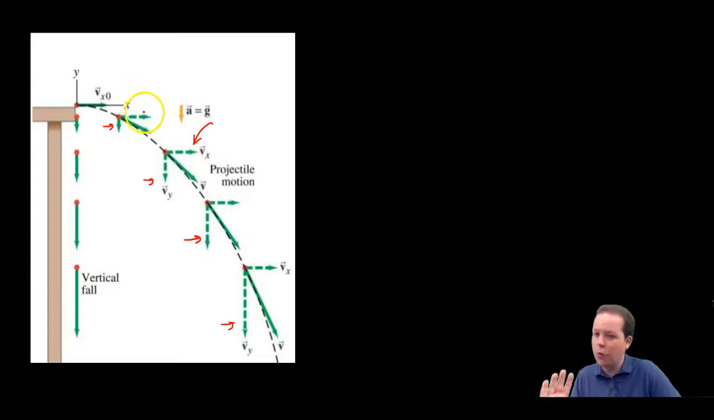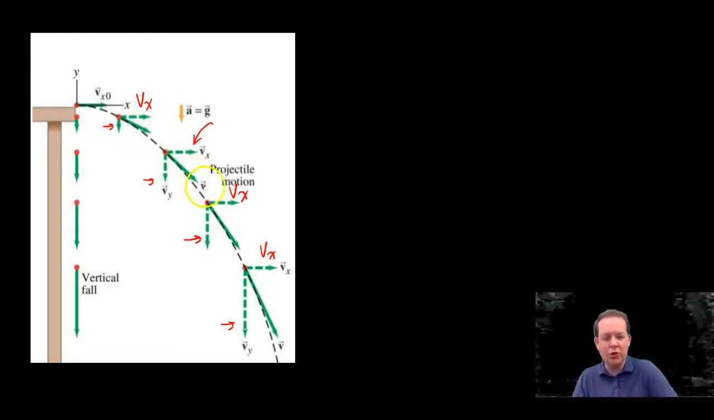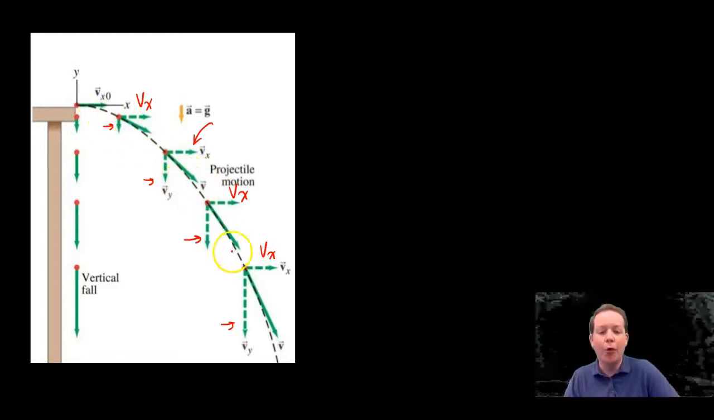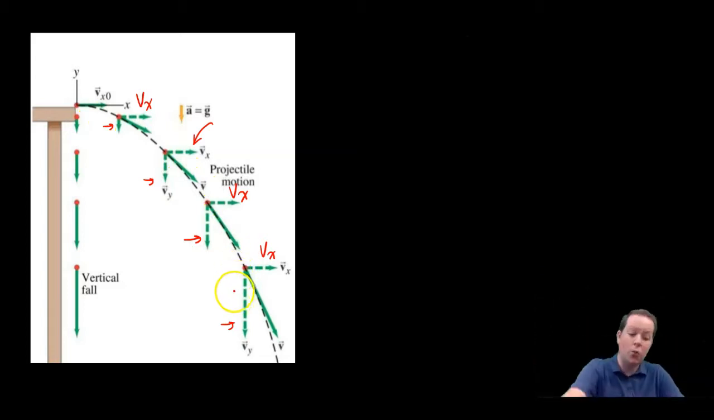And because there's no air resistance, there's nothing pushing or pulling on the object horizontally, this horizontal velocity is staying the same throughout. And again, you get this overall velocity. That's what this solid green is, marking the overall velocity as it's arcing downward.